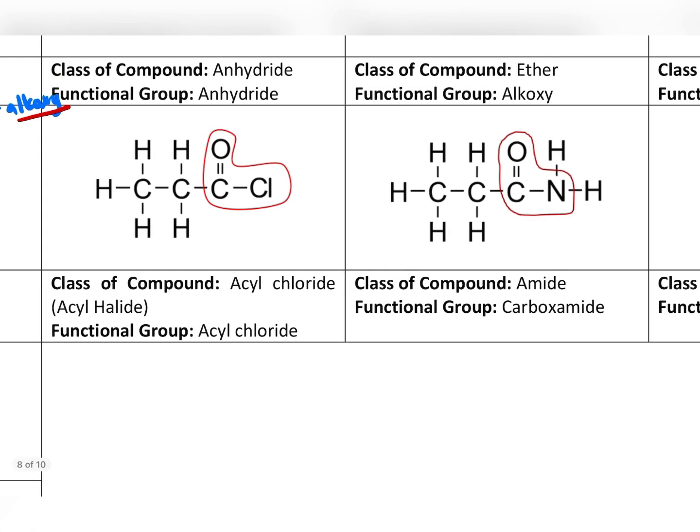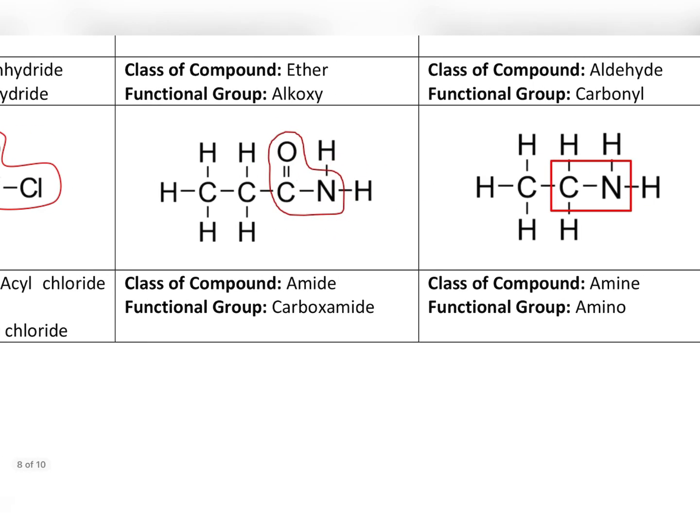Okay, and then next one, class of compound adalah amide. Okay, so amide ni C ada double bond O tapi attach dengan N. That is amide. Okay, so the functional group adalah carboxamide. Ini pun gabungan dua benda juga. Dia gabungkan carbonyl, okay, dengan amide, so jadi carboxamide.